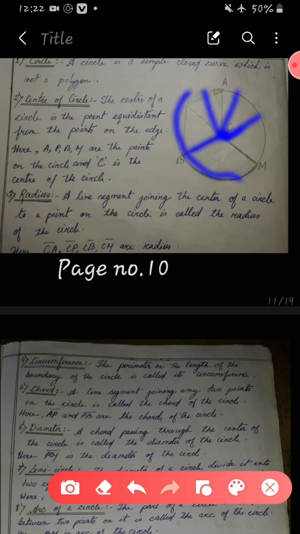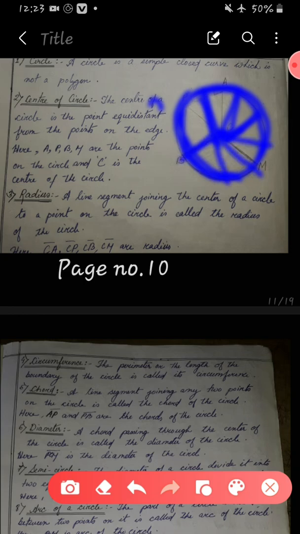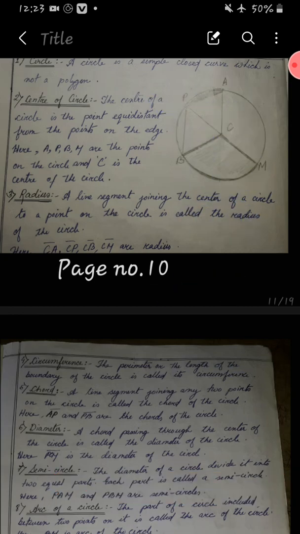That means the center of a circle is a point which is equidistant from any point on the edge, any point on the side of the circle. If this line is 3 centimeter, then obviously this is also 3 centimeter. This is also 3. This is also 3. Good. Here A, P, B, M are the points on the circle and C is the center of the circle.